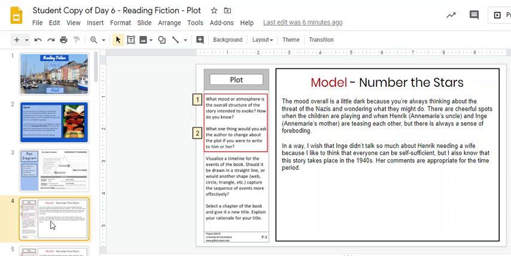Number 2, what one thing would you ask the author to change about the plot if you were to write to him or her?